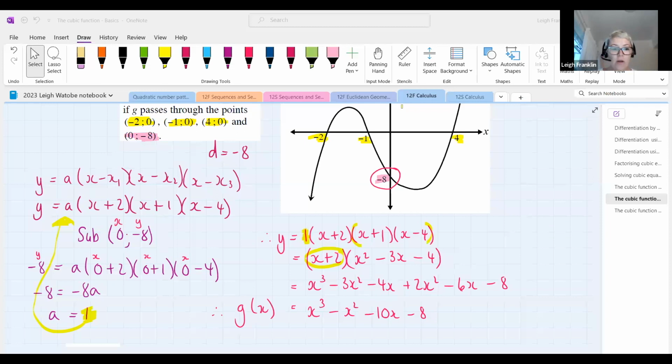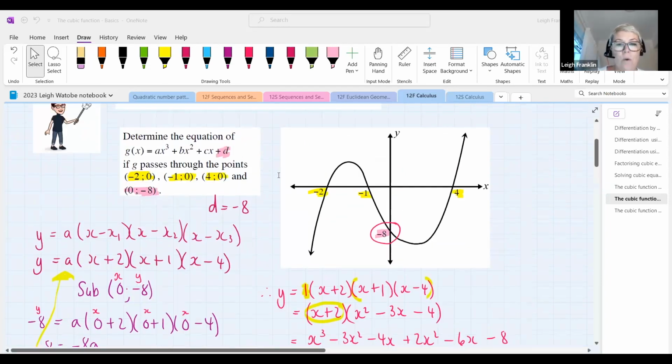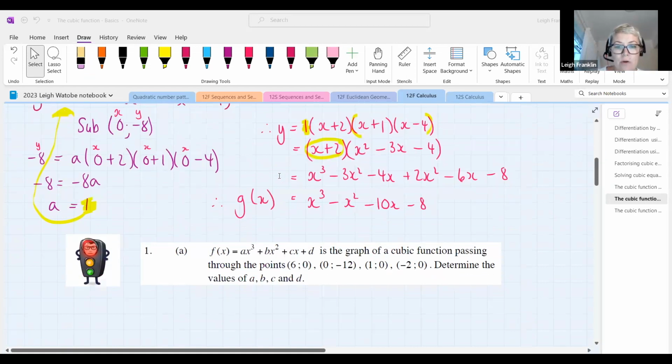All right, so if there aren't any other questions, let's go ahead and have a look at one that you guys can try. It's identical.